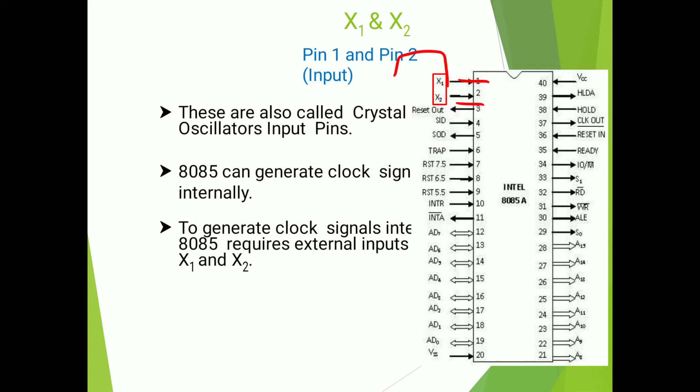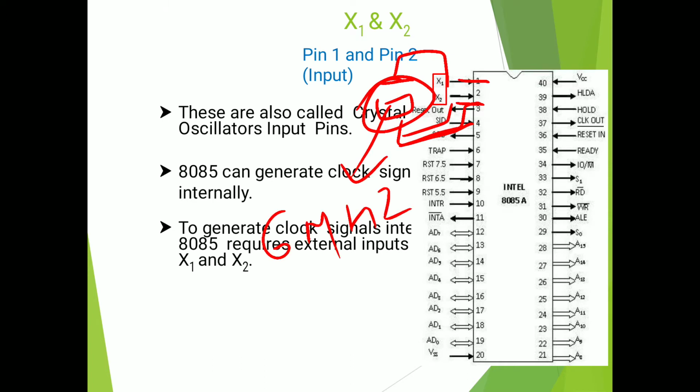Like this one, this is the crystal oscillator. This frequency is internally divided by 2. Therefore, to operate a system at 3 MHz, the crystal oscillator should have a frequency of 6 MHz. An 8085 microprocessor operates at a 3 MHz frequency.